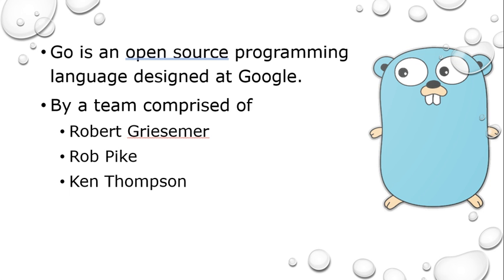Who are they? They are genius scientists. Robert Griesemer is a Swiss computer scientist. He worked on the Google V8 JavaScript engine that's used in Node.js, the Sawzall language, the Java HotSpot virtual machine, and the Strongtalk systems. Rob Pike, he's a brilliant scientist, a Canadian programmer and author.